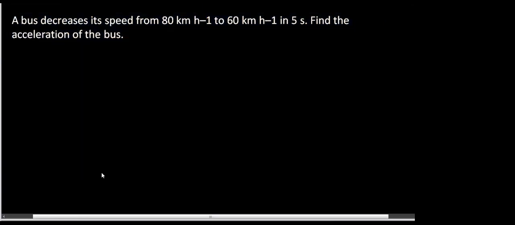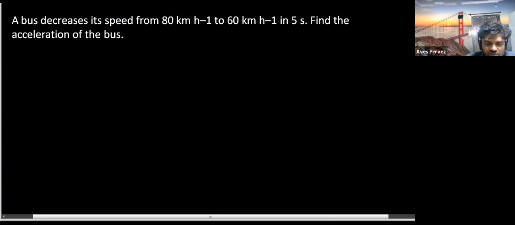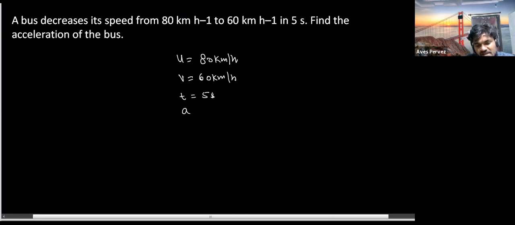The final velocity and initial velocity are given. First of all, we need to write the data of the question. The speed is decreasing here, and the initial velocity is 80 kilometer per hour, so write 80 kilometer per hour. The final velocity is 60 kilometer per hour, the time is 5 seconds, and acceleration is being asked.